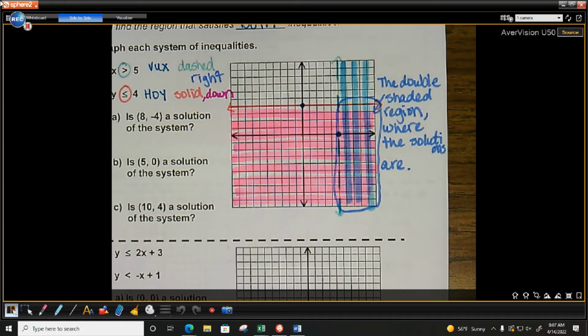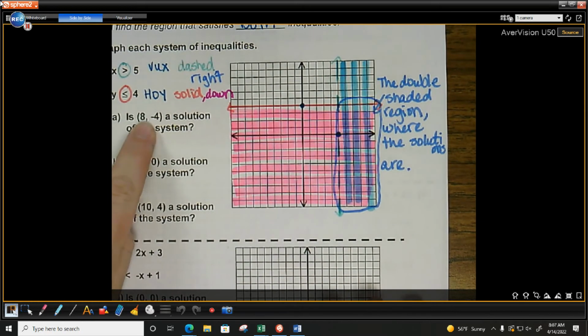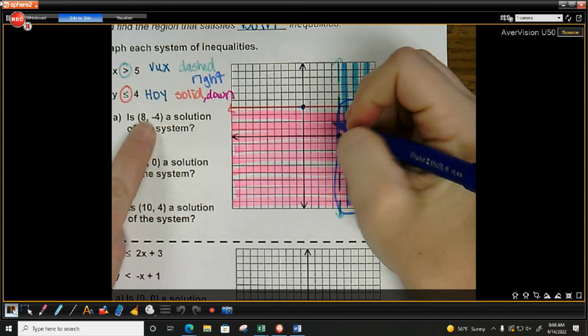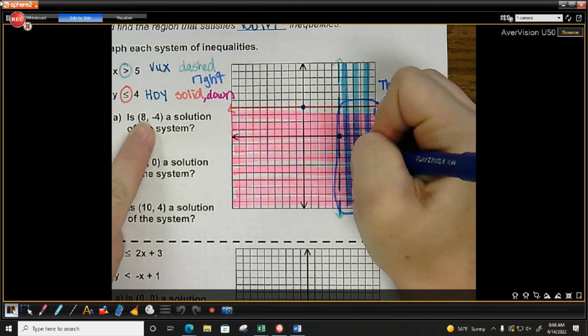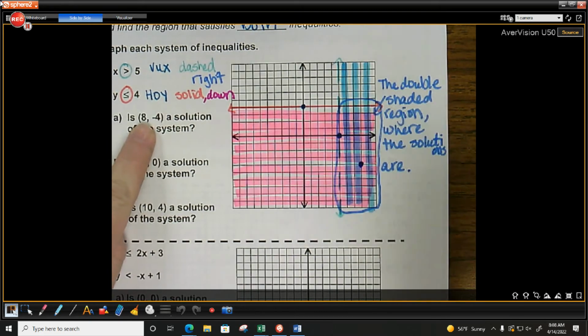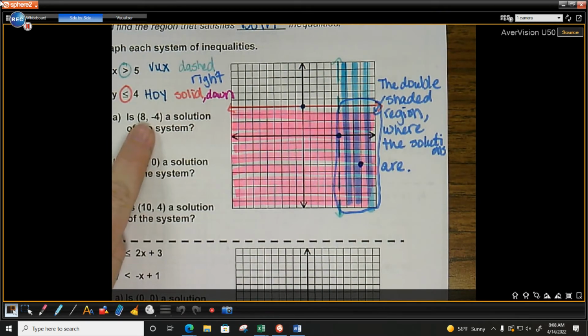Are these solutions? So looking at point 8, -4. Where is 8, -4 on my graph? Tell me how to plot 8, -4. 8, -4, Marissa. You would go 8 to the right and then down 4. Very good. That is 8, -4. Is that in the double shaded region? Yes, so is that a solution to the system? Yes.